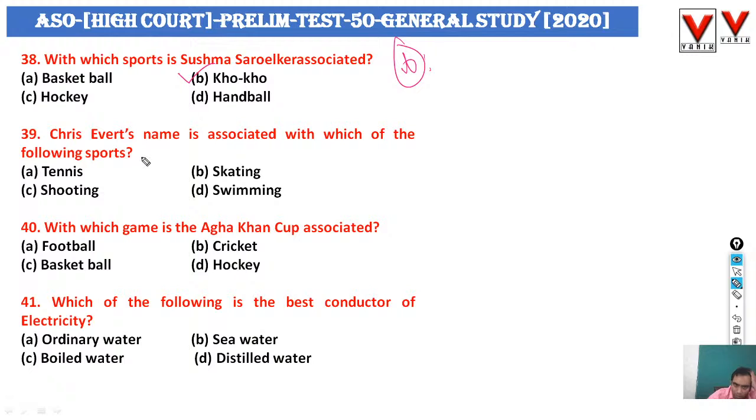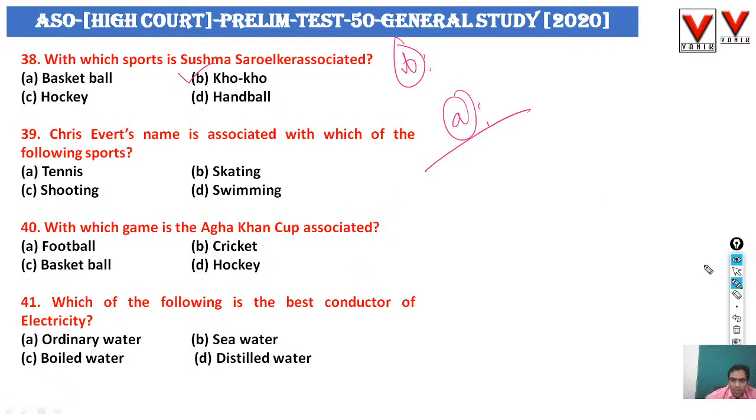Now we are going to proceed further, and that is question number 39. Chris Evert's name is associated with which of the following sports? That was tennis. Right answer is A.